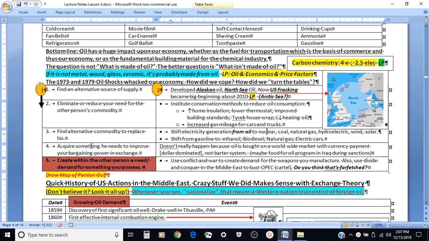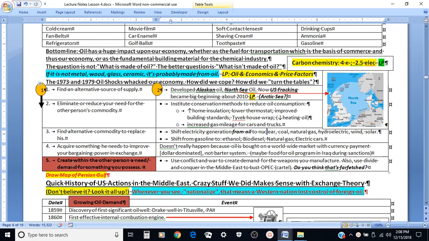All right, acquire something he needs to improve your bargaining power in exchange. Well, this isn't really possible because oil is purchased on a world market with currency, right? I mean, what are you going to get? It's not a barter system here, so this is not really feasible. And the only example I give is the Food for Oil program during the Iraq sanctions era, right?